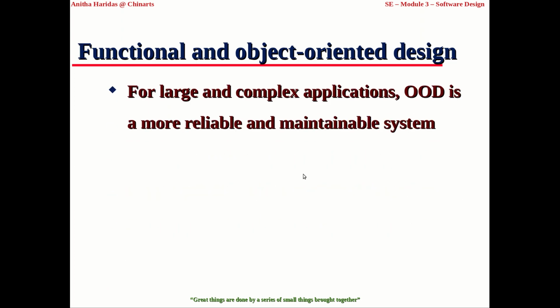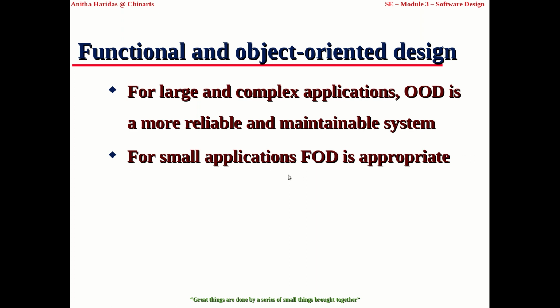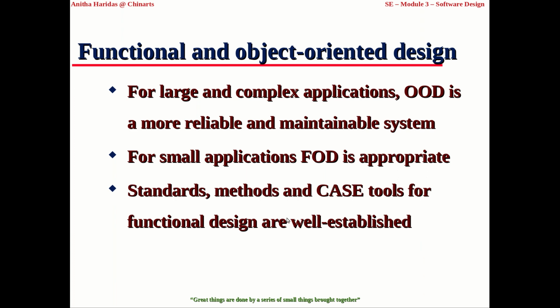So when you take functional and object oriented design, for large and complex applications, object oriented design is more reliable and maintainable, whereas for small applications, function oriented design is appropriate. And not only that, all the standards, methods and case tools for functional design are well established. There are lots of case tools available. Then you have lots of methods and standards described for the functional design, or you call it function oriented design. So that's it about what is function oriented design.